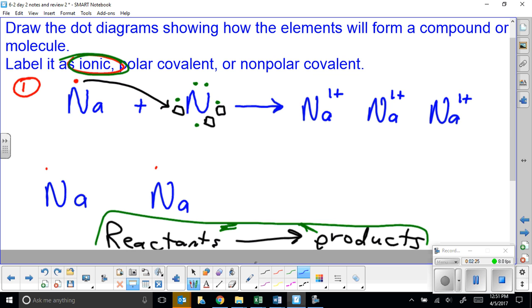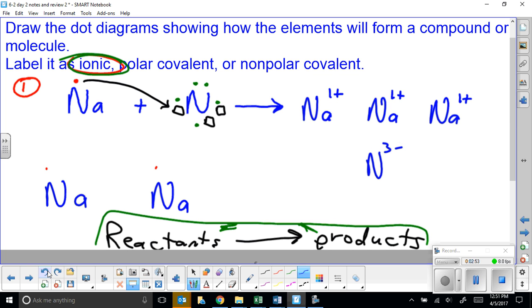And the one nitrogen gained 3 electrons, one from each of the sodiums, and it became charged 3 minus because it's gaining negative electrons. So that's how we show that this is ionic, because this is how we write ions, an element with a positive or negative charge. So that's how I would draw this.